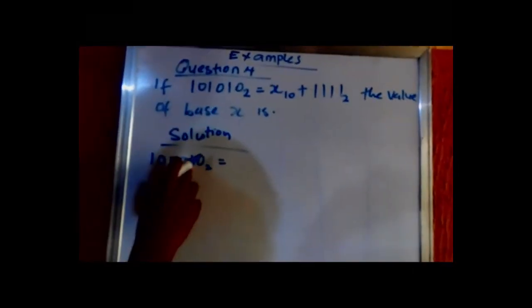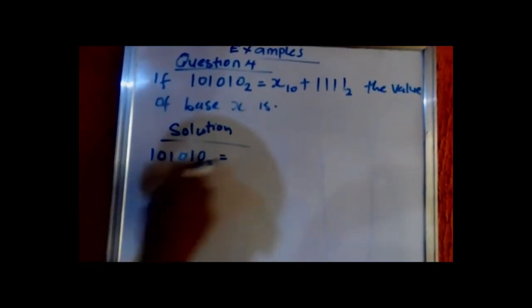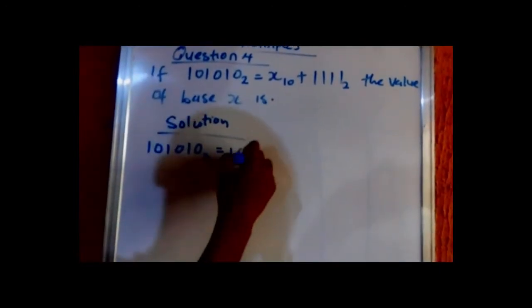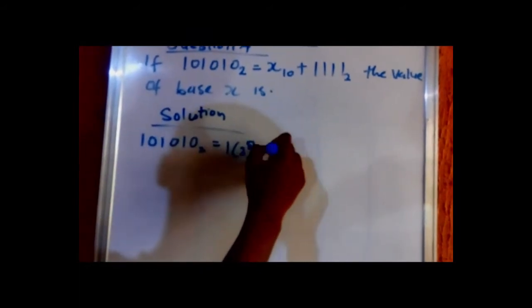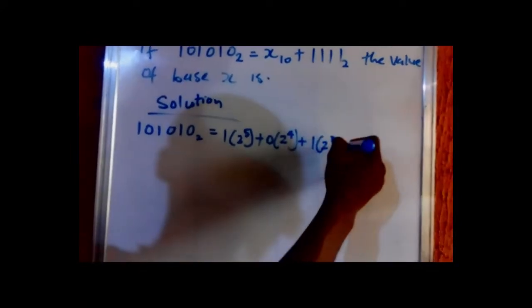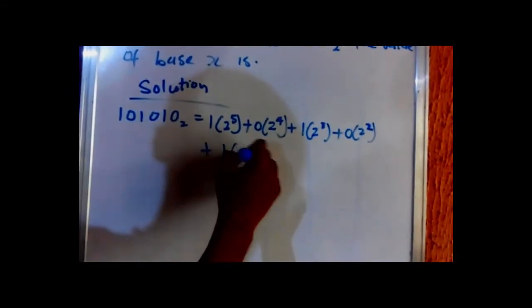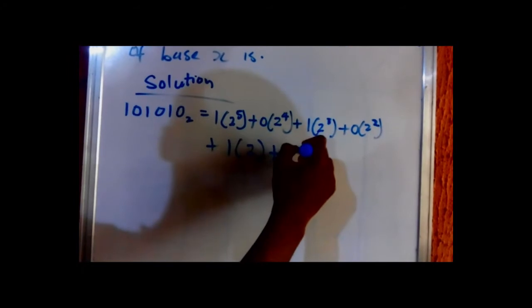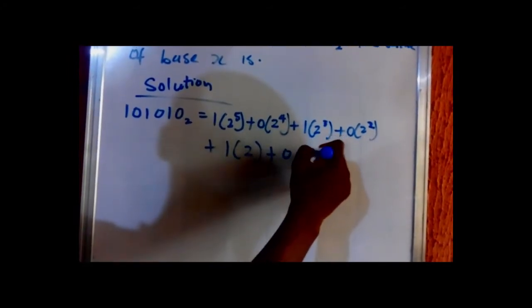So let's do that now. 101010 base 2. 1 2 3 4 5 6. There are 6 numbers here, which means the highest power is 5. 1 into 2 raised to power 5 plus 0 into 2 to the power of 4 plus 1 into 2 to the power of 3 plus 0 into 2 to the power of 2 plus 1 into 2 plus 0 into 2 to the power of 0.